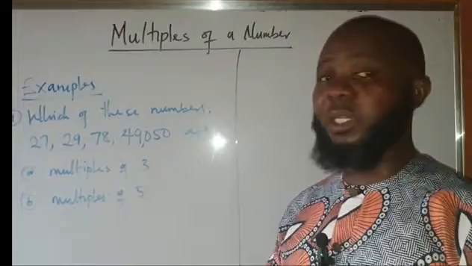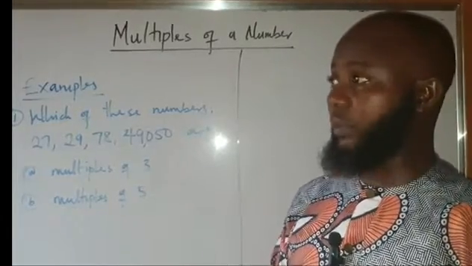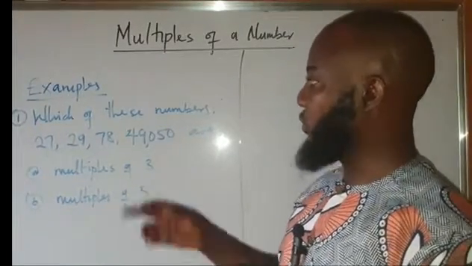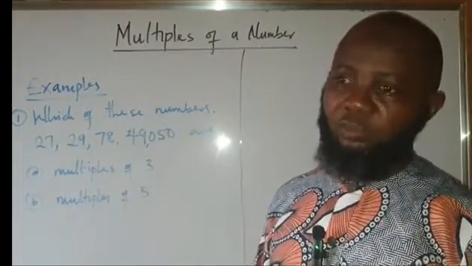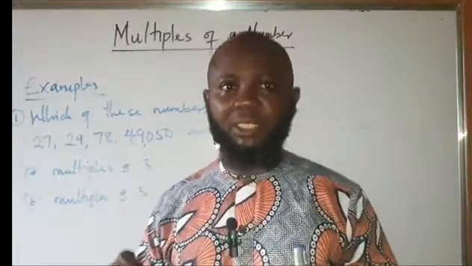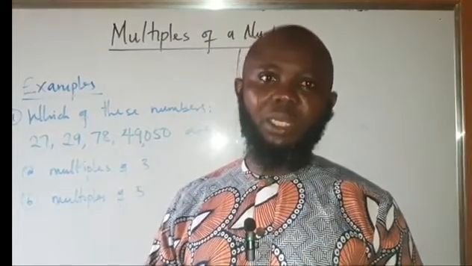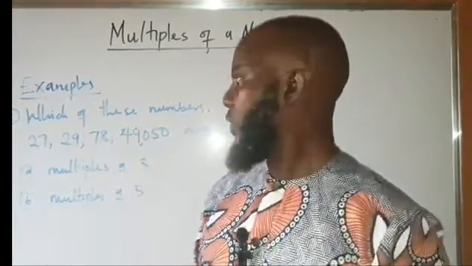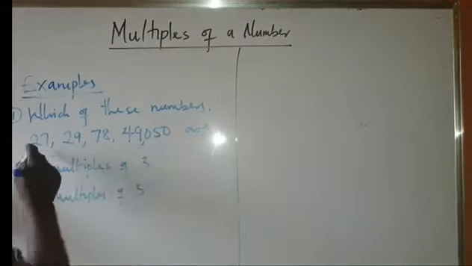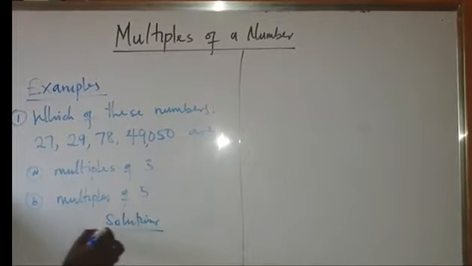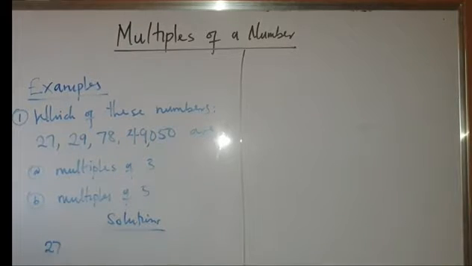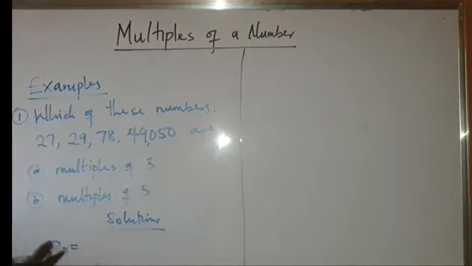We have done the divisibility test before. Check one of the videos in the channel, you will see it there. So a number will be divisible by 3 if the sum of its digits gives a number that is divisible by 3. So let's check for the first number now, which is what? 27. So let's add the digits together.